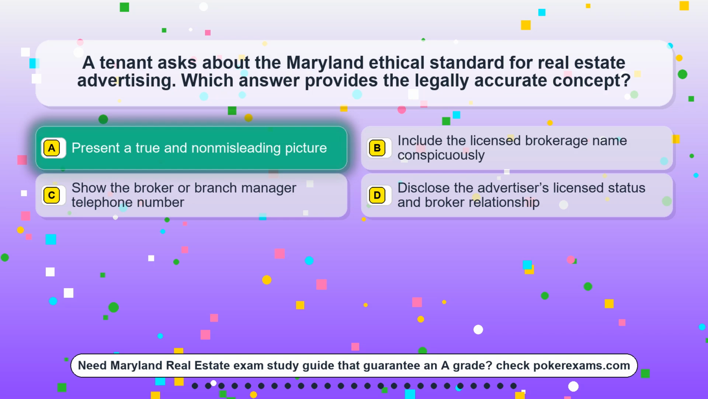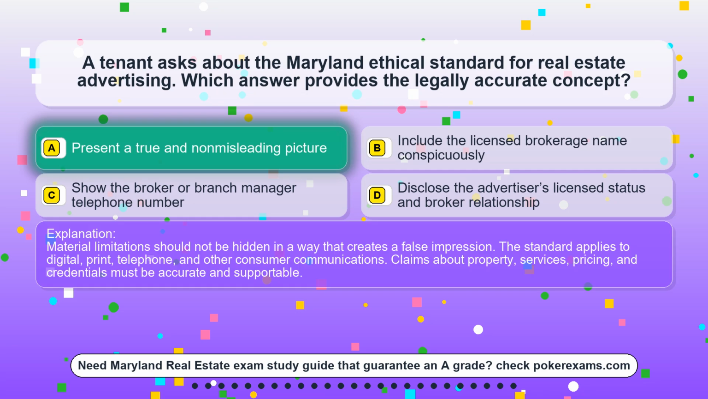The correct answer is option A, present a true and non-misleading picture. Material limitations should not be hidden in a way that creates a false impression. The standard applies to digital, print, telephone, and other consumer communications. Claims about property, services, pricing, and credentials must be accurate and supportable.